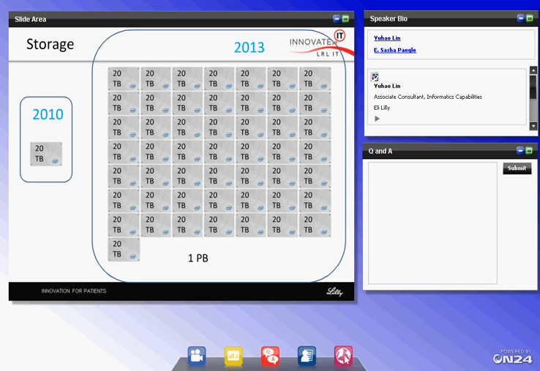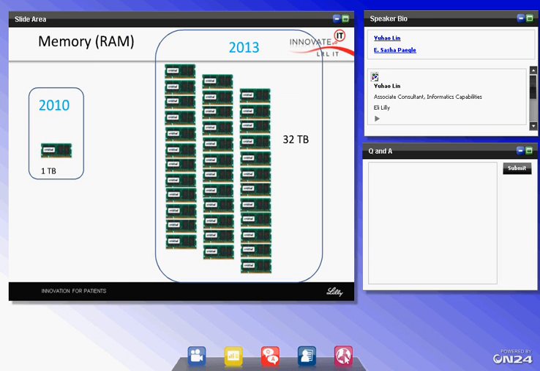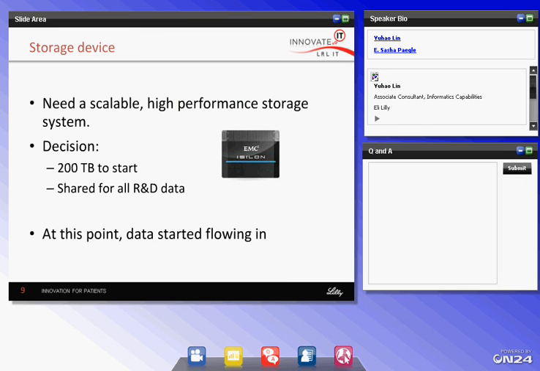And NGS is definitely the big driver for this. Similarly, for memory, back in 2010 we had a terabyte across all of our computing cluster, and today we have 32 terabytes, so it's a 32-fold increase. I just wanted to start off with those numbers and go into more details.